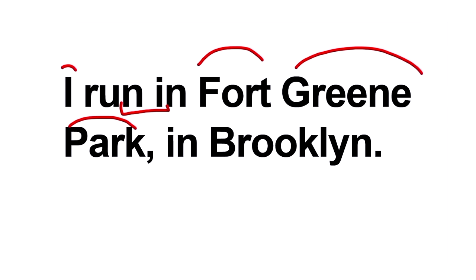I run in Fort Greene Park in Brooklyn. In Brooklyn. Brooklyn, a two-syllable word. One of the syllables will be stressed. What do you hear as being stressed? Brooklyn. Definitely it's that first syllable. Brook. Brooklyn. In Brooklyn.